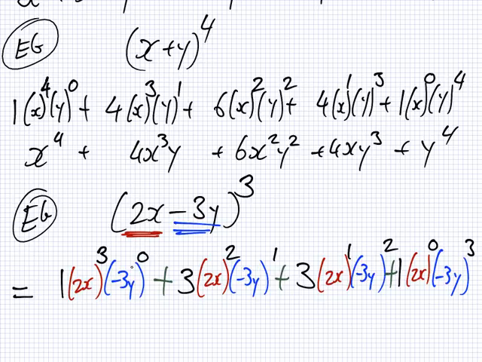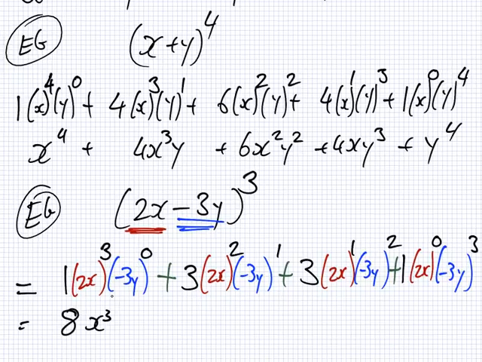Okay, so let's simplify this. 2 cubed, 8, times 1, because this is a 1. So that would be 8x cubed. Here, 2 squared, 4, multiply minus 3, minus 12, multiply by 3, minus 36 x squared y.